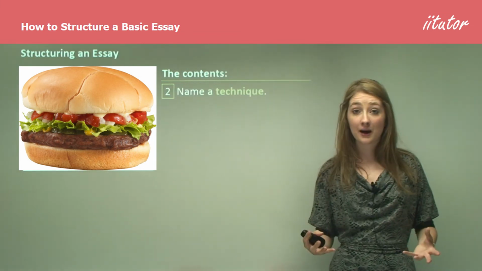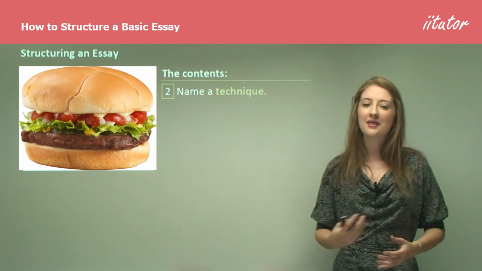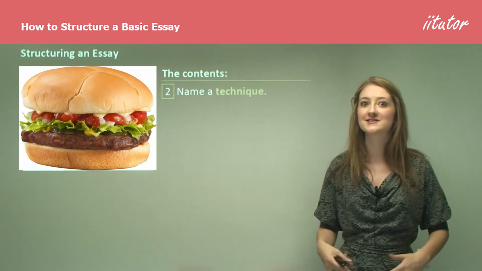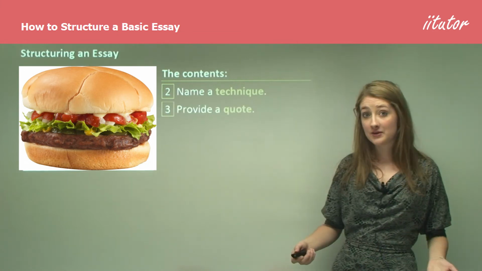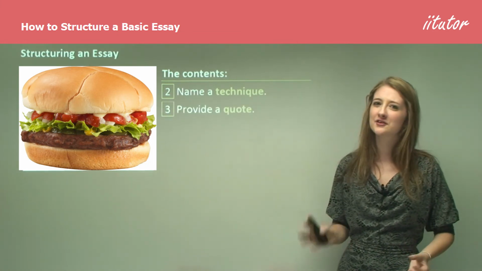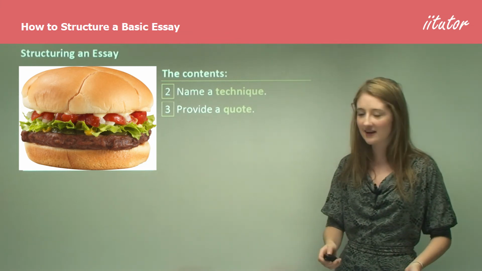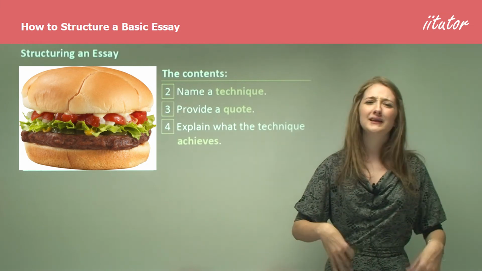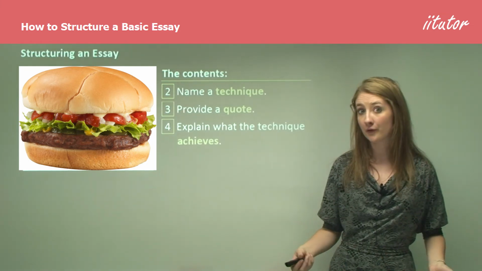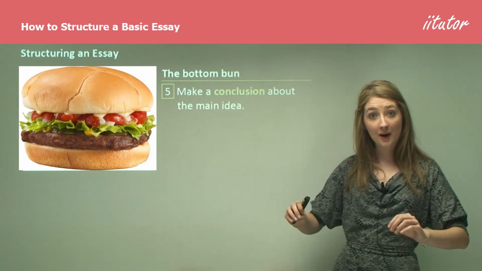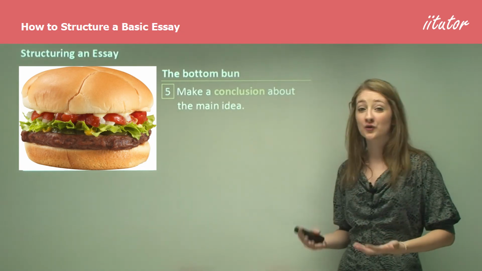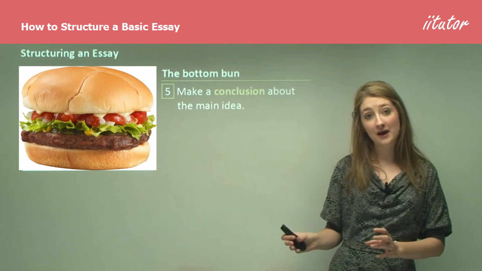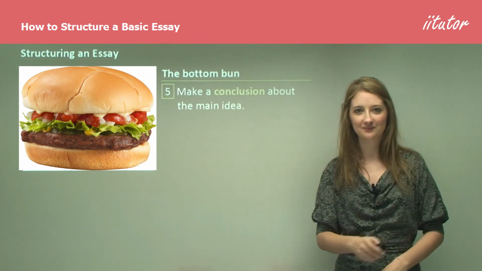The contents of the bun is the techniques. So that's where you're bringing up specific examples from the text, quotes, techniques, things like that. You obviously need to provide a quote as part of that to make sure that you're specifically linking to the text, and explain what that technique achieves. So not just stating it, but really showing how that's important and what it proves. Then you get to the bottom bun of the hamburger, and that's where you're making a conclusion about the main idea. So you're really summarizing through that final sentence and linking it back to the question.